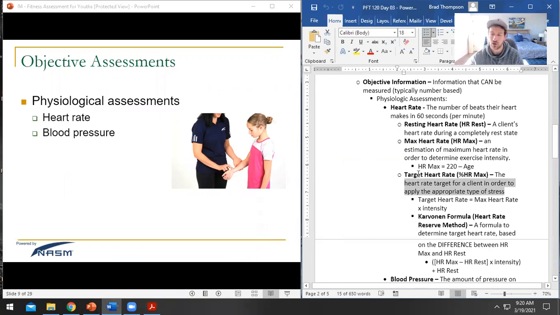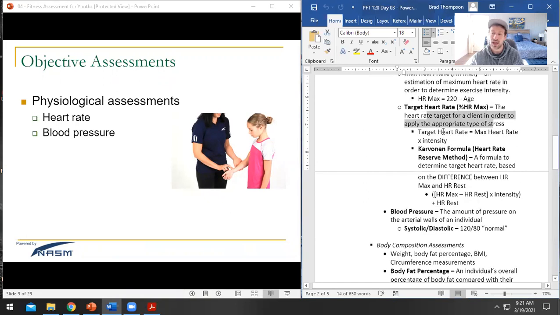And that's where cardiorespiratory assessments come in. Then once I know what is safe, I can create a target heart rate. Like I said, there are lots of different types of heart rates here. Target heart rate is the heart rate target for a client in order to apply the appropriate level of stress. And so that is going to be target heart rate equals your max heart rate times your desired intensity.